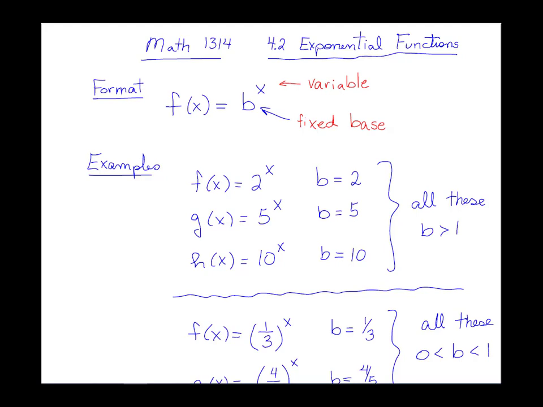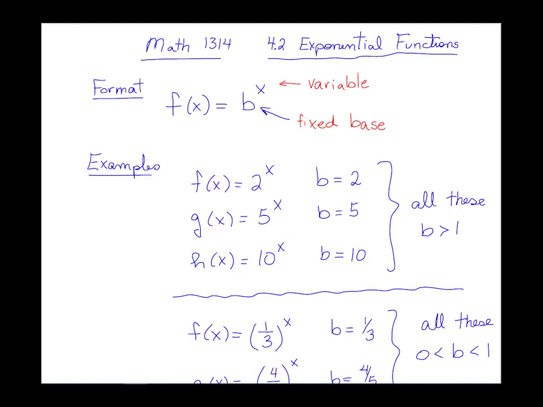Welcome to Math 1314. This is section 4.2 on exponential functions. The first question is, well, what does one of these exponential functions actually look like? Well, it looks like f of x equals a b raised to the variable x or y or t. The important point is the variable is the exponent, and the item on the bottom is usually a fixed number, which is called the base.